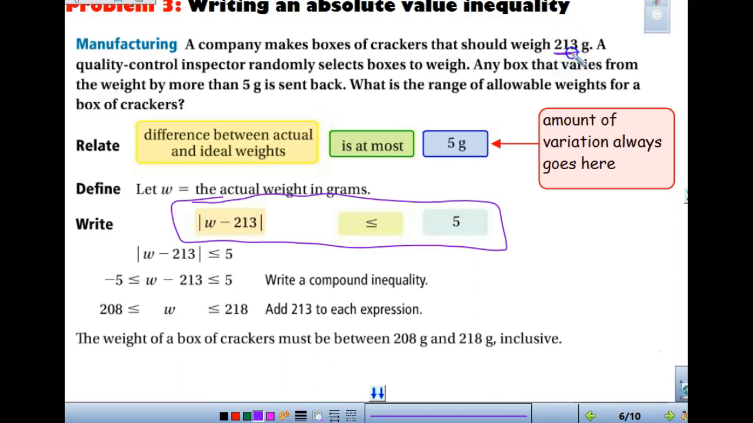We wanted it to weigh 213, so the 213 goes inside our absolute value, less than or equal to 5 grams. And then you're just doing the split and solving it, okay? If I was doing the split, it's W minus 213 greater than or equal to -5. When you add that, that's how you got 208, right? The other split is W minus 213 less than or equal to 5. In both cases, you add 213 to solve it, and that's how they got 208 and 218, okay? But this is what it'll look like on the test where I ask you to write an absolute value, okay?